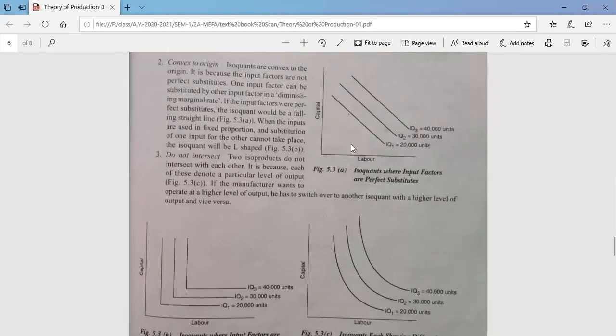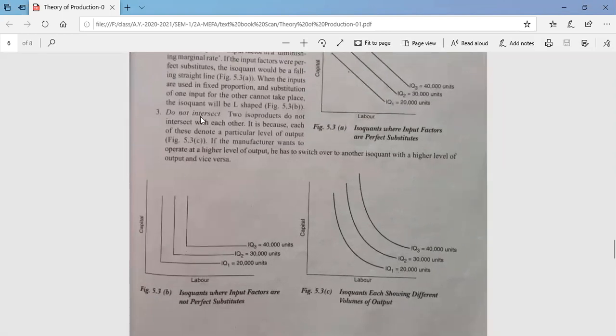If they are not perfect substitutes, and the substitution of one input for the other cannot take place, then the isoquant curve is just like an L shape. If they are perfect substitutes only, this type of curve will form. Or else it will be like this if they are not perfect substitutes. And as we have already discussed, they do not intersect one another. Those curves will not be intersecting one another.